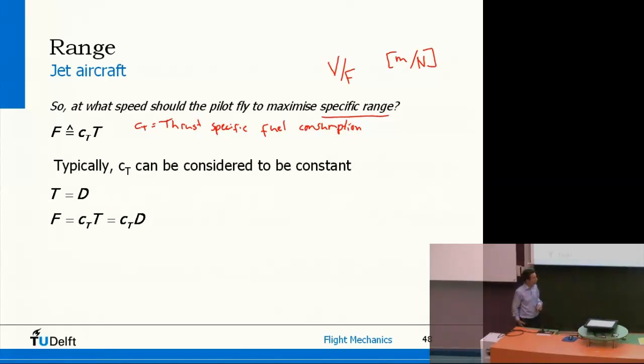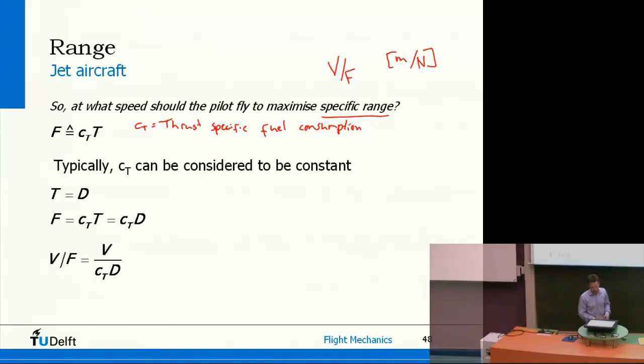I just introduce the airspeed parameter. And you can see straight away that if this parameter CT is more or less constant, then in order to maximize specific range, you would have to maximize airspeed divided by drag, or in other words, you should say that's aerodynamic drag divided by airspeed, and then I take the minimum. So this is the condition you need for a jet aircraft to achieve maximum range.